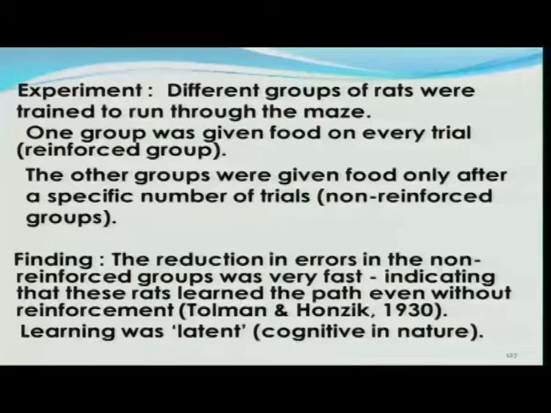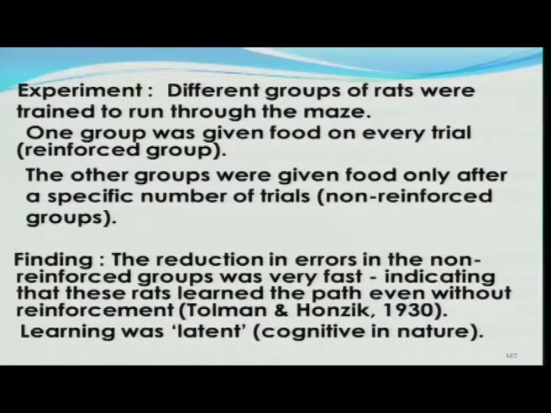The experiment, one can now call it a classic experiment, that was used to illustrate this point related to latent learning and the distinction between learning and performance was as follows. Different groups of rats were trained to run through the maze. One of these groups was given food on every trial, so this would be called the reinforced group. The other groups were given food only after a specific number of trials. That is, there was more than one non-reinforced group.